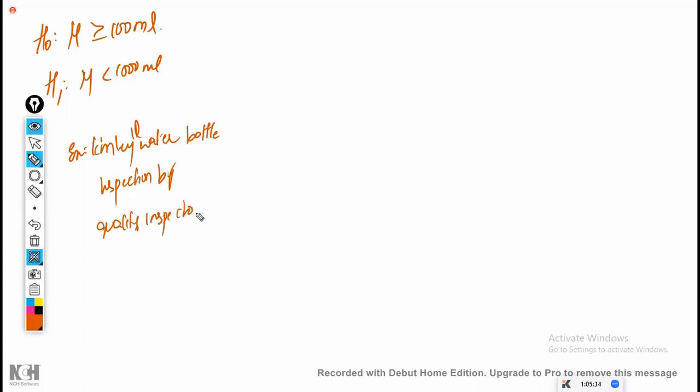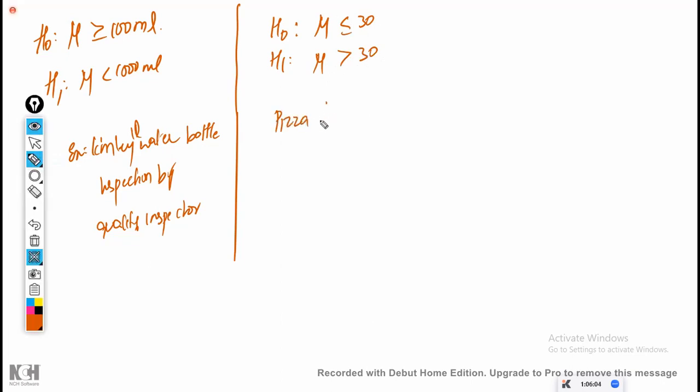For 1 liter water bottles, if the quality inspector is doing the quality inspection, this is the null and alternate hypothesis for him. Now the null and alternate hypothesis for the pizza: mu is less than or equal to 30 minutes, and mu is greater than 30 minutes. This one is by the pizza company director.